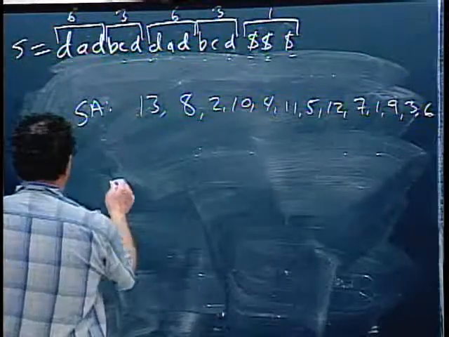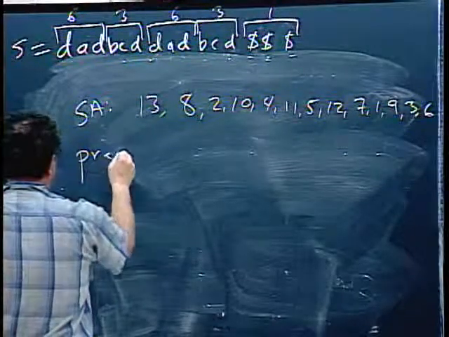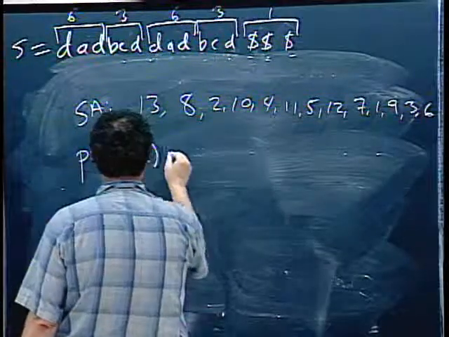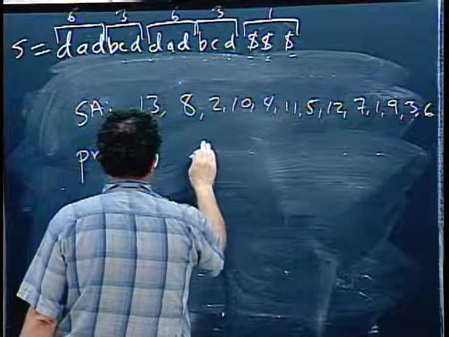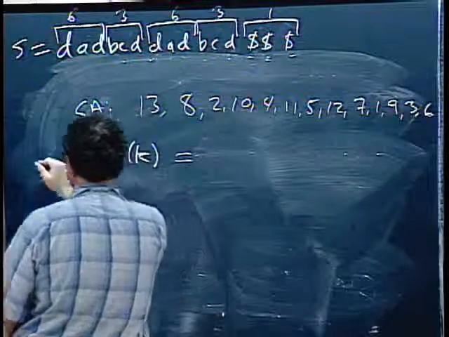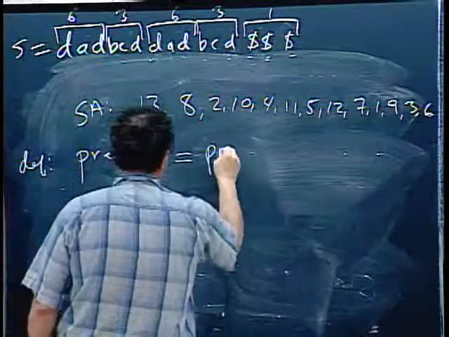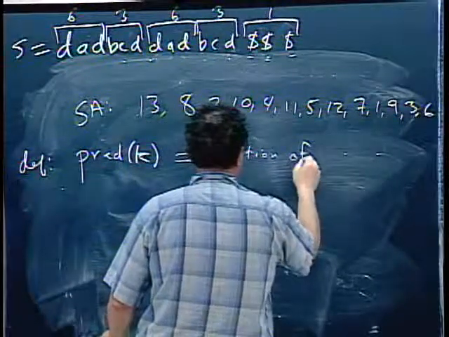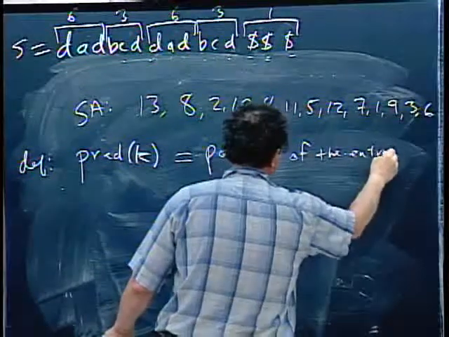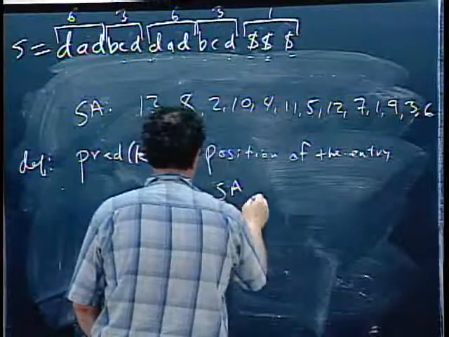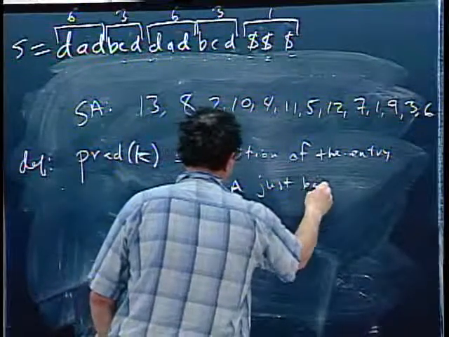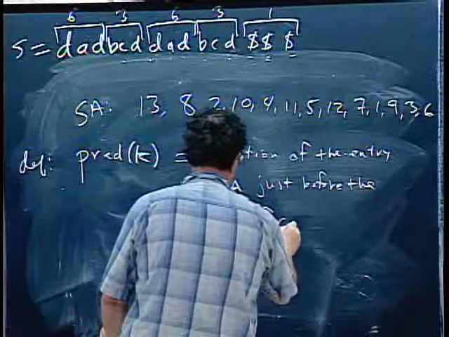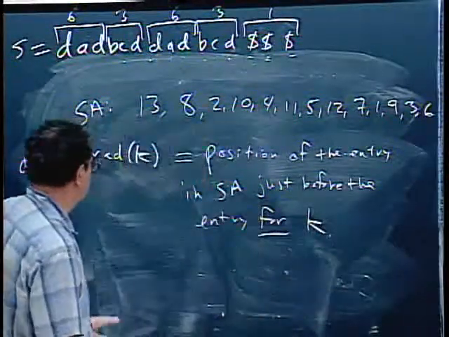Okay. And I wanted to find the predecessor of k, and this is the definition: the position of the entry in the suffix array just before the entry for k. All right, so this is a little bit tricky.